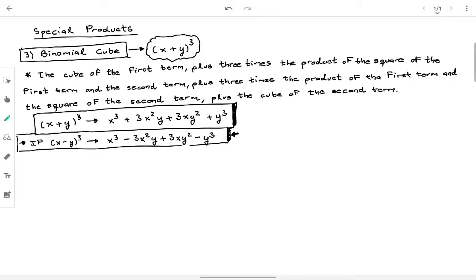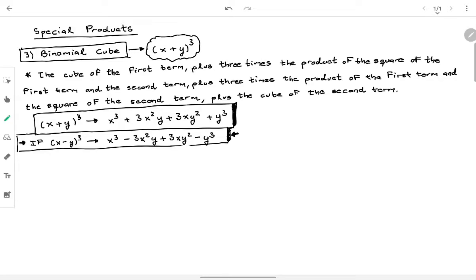So the definition or the special product of the binomial cube, the answer is going to be the cube of the first term plus 3 times the product of the square of the first term and the second term plus 3 times the product of the first term and the square of the second term plus the cube of the second term. So it's something like the one we have on the box. It's x plus y cubed. It will be x cubed plus 3x squared y plus 3xy squared plus y cubed.